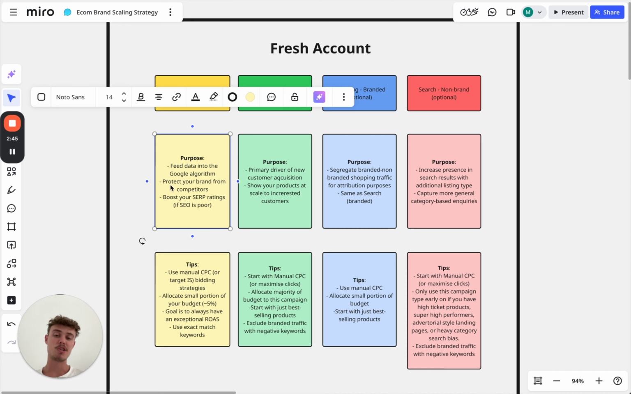Now, the other function here is to protect your brand from competitors. So if you have other competitors bidding on your brand name, you can make sure they aren't stealing your traffic and you're keeping that traffic and it's coming through to your website. So you're showing up first whenever someone's searching for your brand name. Very important if you're a larger brand and you have a lot of competitors that are already trying to steal your traffic. You can also boost your SERP rankings if your SEO is poor.